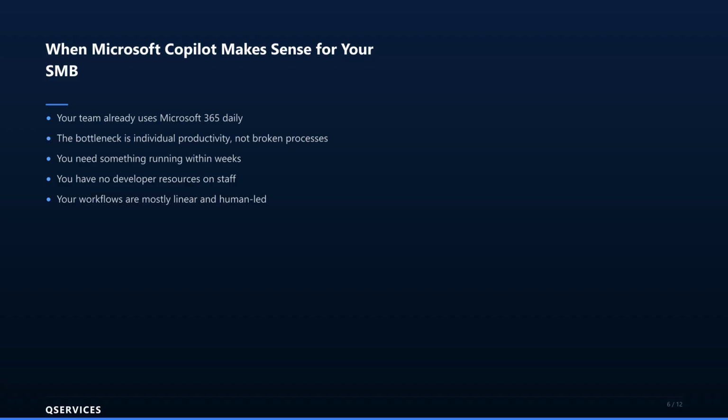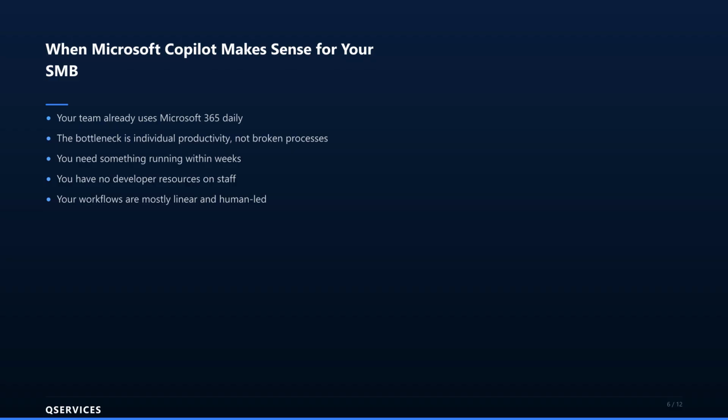A professional services firm with 20 consultants spending 2 hours per day writing client reports is a classic Copilot customer. Each user saves meaningful time, the licensing cost is predictable, and there is nothing complex to maintain. Microsoft's Work Trend Index reports that Copilot users complete certain knowledge tasks up to 29% faster. For teams doing repetitive knowledge work, that translates directly into billable hours recovered or capacity freed for higher value work.